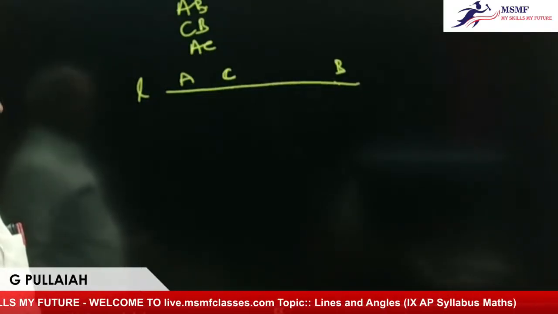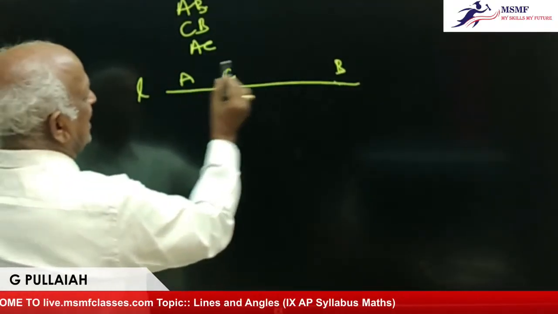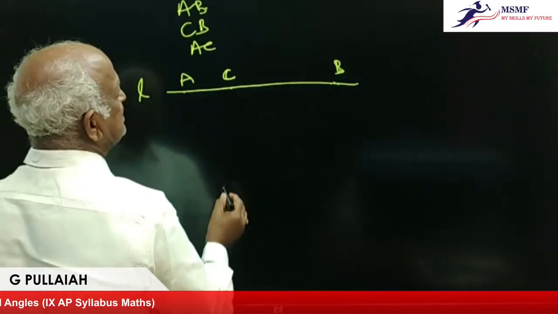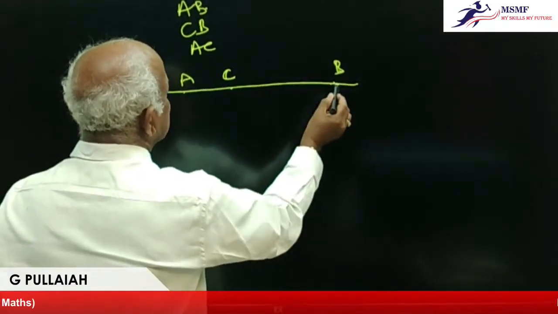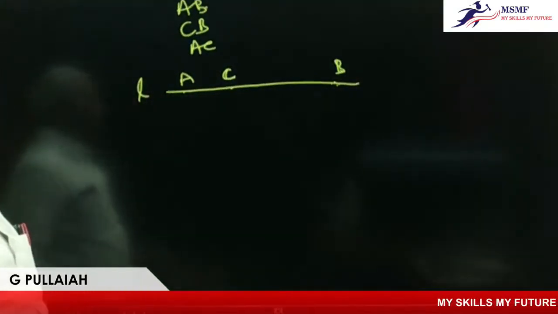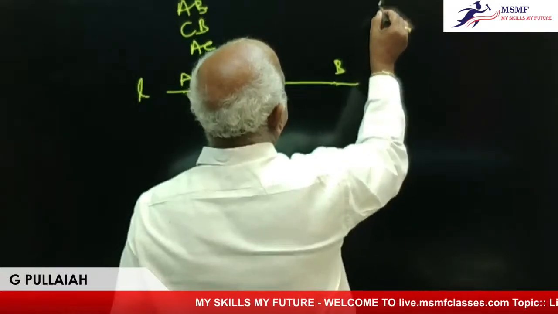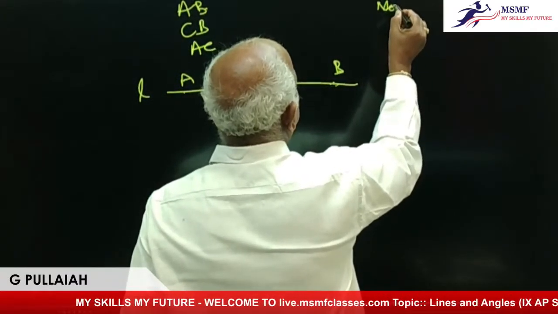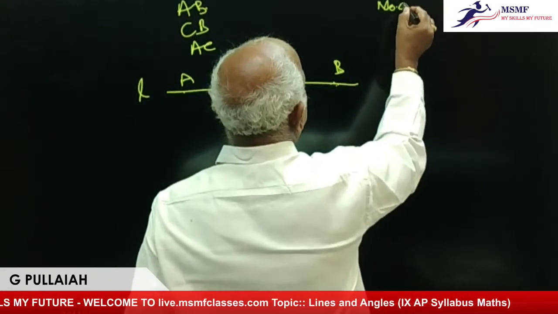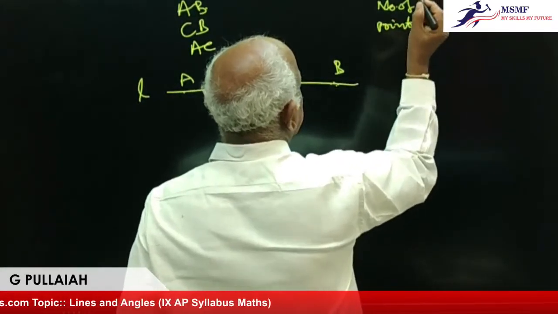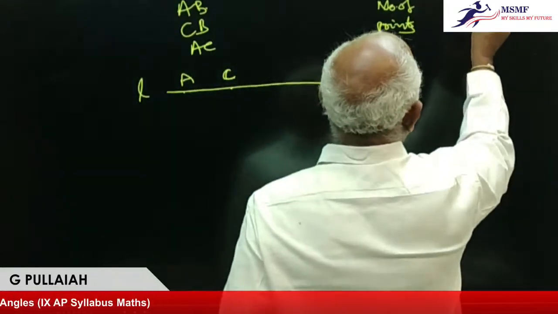I hope that you are following. So one is AB line segment, another is AC line segment, and the other one is BC line segment or CB line segment. So here, now let us see the number of points on the given line and the number of line segments.